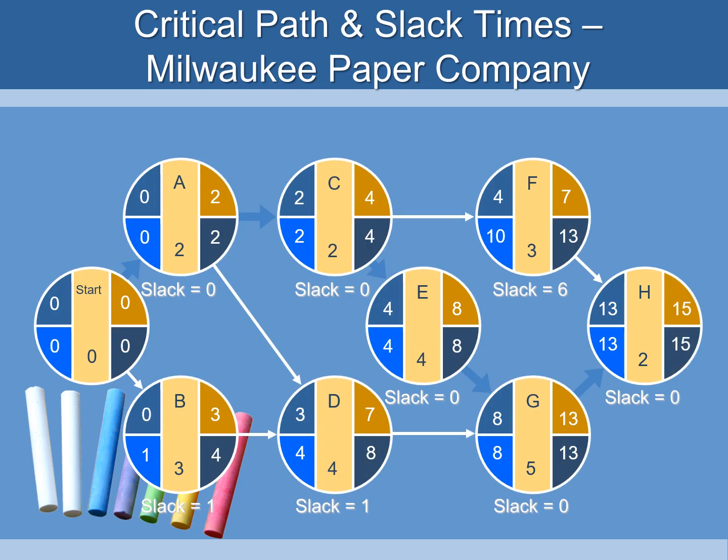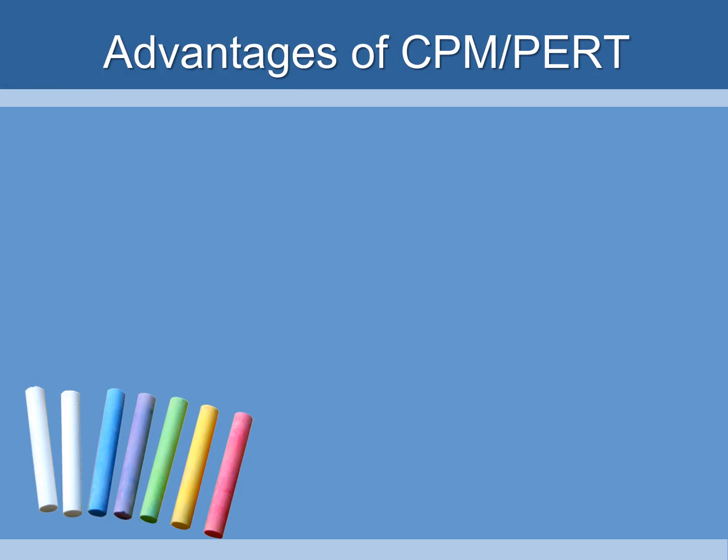So on our critical path and slack times for Milwaukee Paper Company, remember that step D has 1 week slack time, and step F has 6 weeks slack time. Step B also has 1 week slack time. So the other steps do not have any slack time. So you want to look to see if you can crash on the steps with slack time.